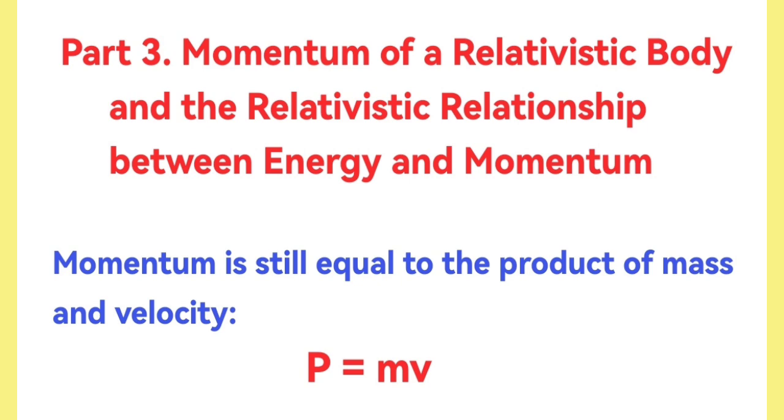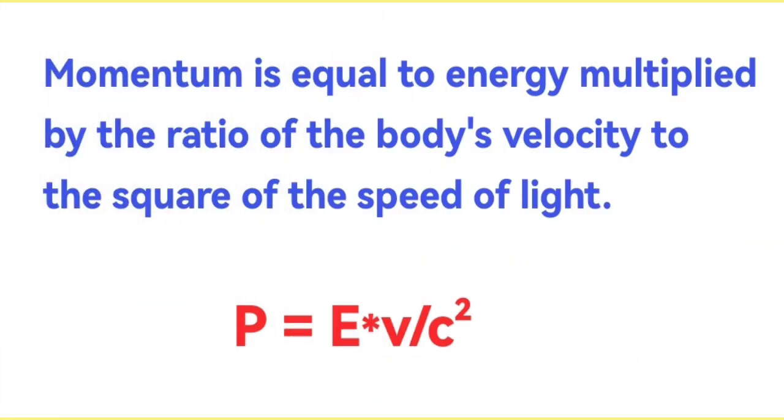And since the formula for energy in relativistic mechanics is different, the relationship between energy and momentum will also be different. That is, energy can no longer be represented as half the product of momentum and velocity. The energy and momentum of a body will now be related as follows: momentum is equal to energy multiplied by the ratio of the body's velocity to the square of the speed of light.